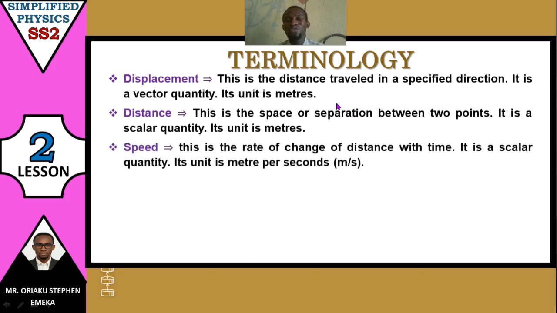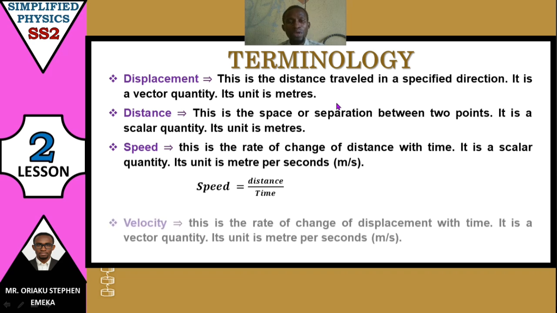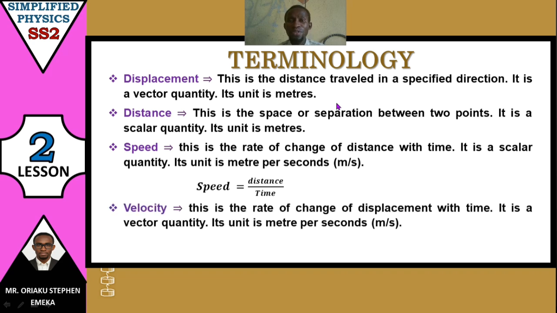So speed is the rate of change of distance with time. It is a scalar quantity. It is measured in meter per second. And the formula for speed is distance over time. So let's talk about velocity. Velocity is the rate of change of displacement with time. It is a vector quantity because displacement is actually a vector quantity. And it is also measured in meter per second. So velocity is displacement over time. Okay, let's go to the next one.